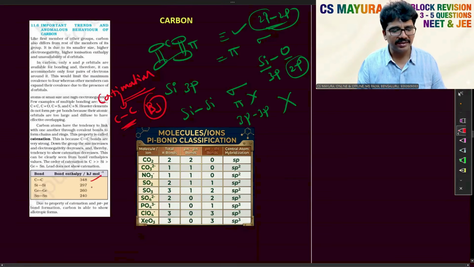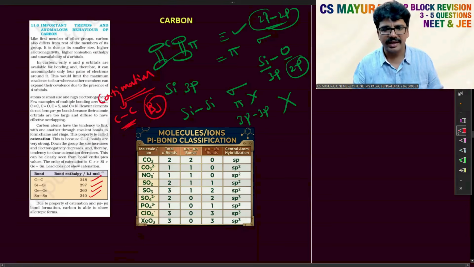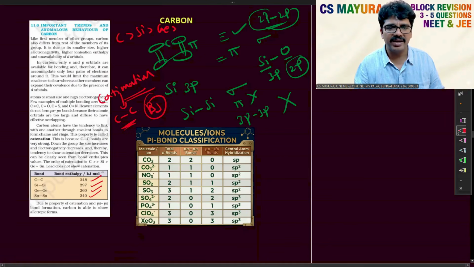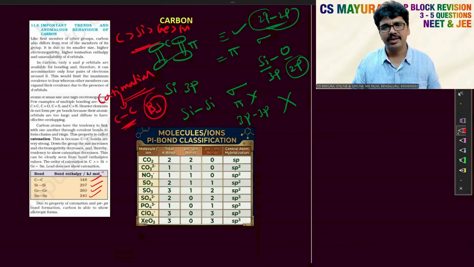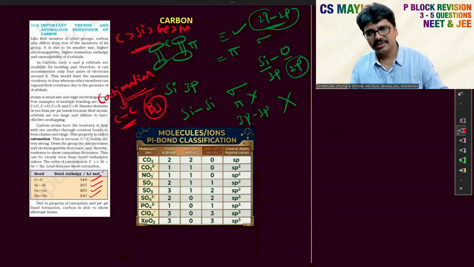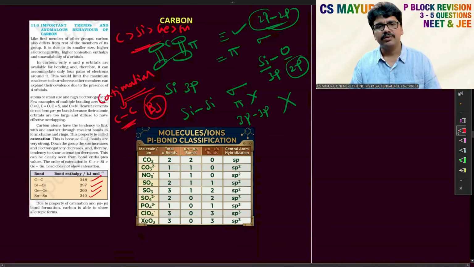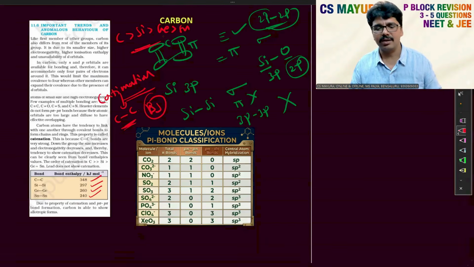In group 14 elements, after carbon comes silicon, after silicon germanium, after germanium tin. So the catenation tendency is highest for carbon, next silicon, next germanium, next tin. So once again, catenation is the self-linkage of atoms to form a long chain. Catenation depends on single bond strength, and carbon has the higher single bond strength with multivalency.